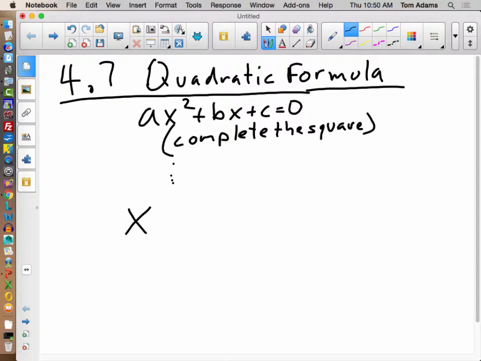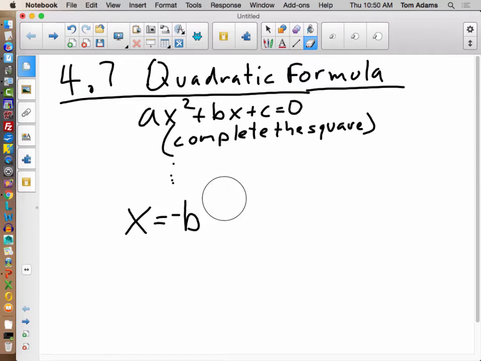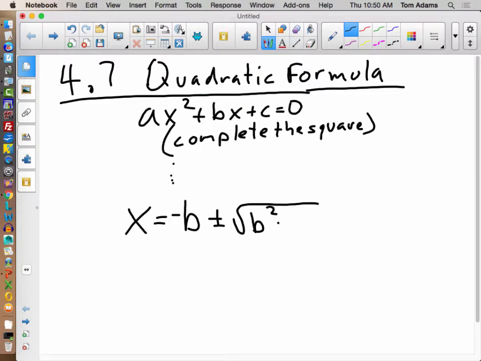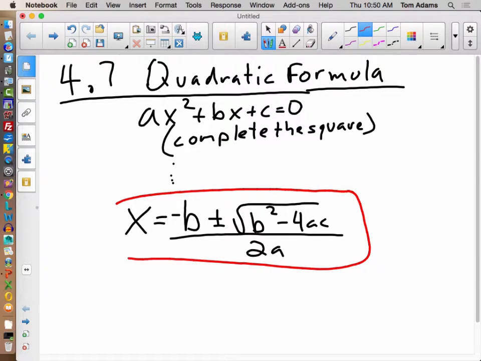and then we solve for x, we can actually get this, which is negative b squared. No, not negative b squared. It's negative b plus or minus the square root of b squared minus 4ac over 2a. So this is the quadratic formula. Now this will work every time.